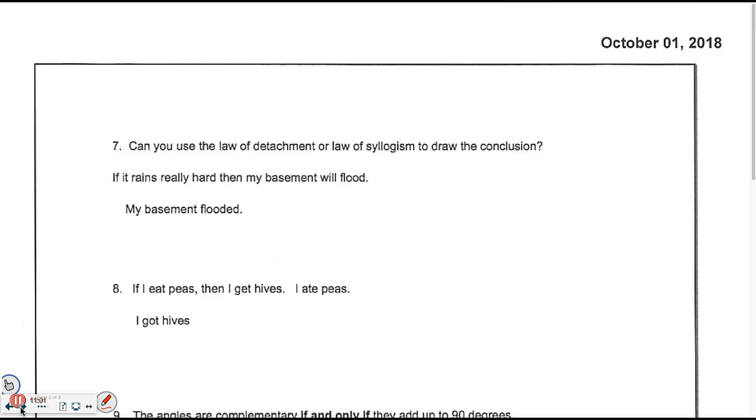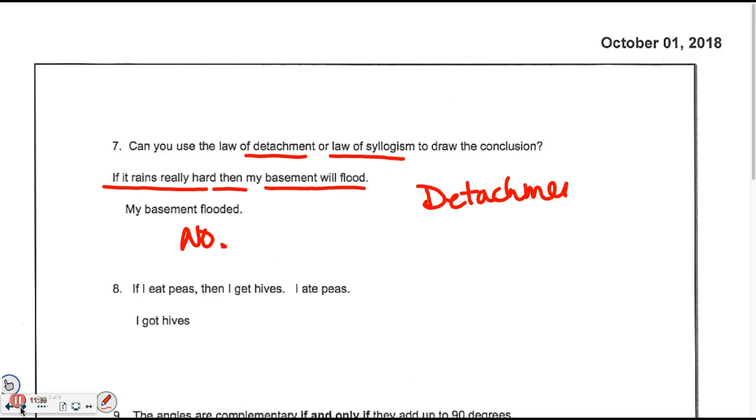Next page. The law of detachment and syllogism. You don't really need to know what they are. You just need to know if a valid conclusion's been made. It says, if it rains really hard, then my basement will flood. Then it says my basement flooded. For the law of detachment, you have to have the if part stated. You have to have it say, it rained hard. And then you can say my basement flooded. Okay, so this one is a no, and you might want to write on your note card for the law of detachment. And again, I would keep a note card running.